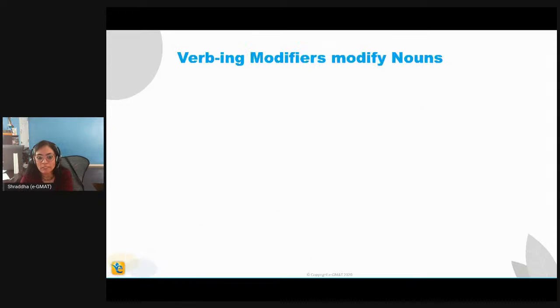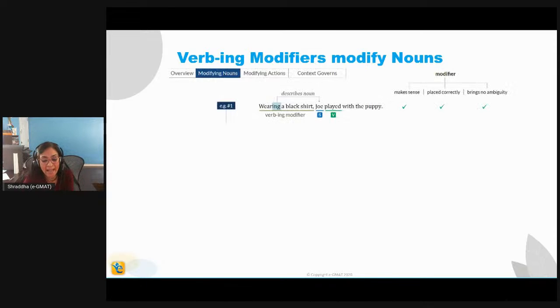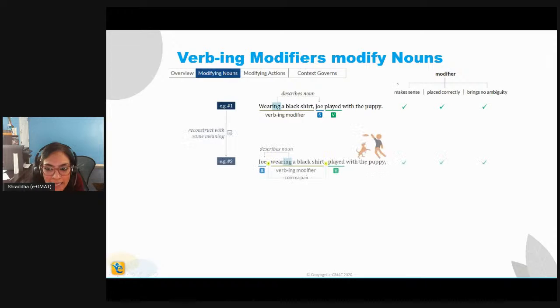Also, let's get into the details now of the verb-ing modifiers. As a noun modifier, as we already said, the verb-ing modifier modifies the noun. It provides some description. So one thing we must always keep in mind is that whenever we are using a modifier, we must keep three aspects in mind. The first is that it must make sense. The second is it must be placed correctly. And third, there should be no ambiguity whatsoever in the modification.